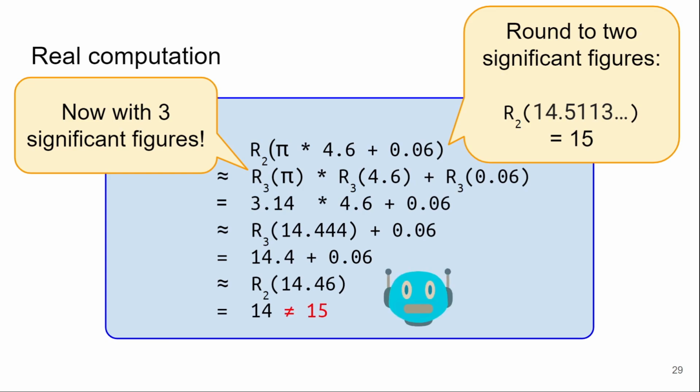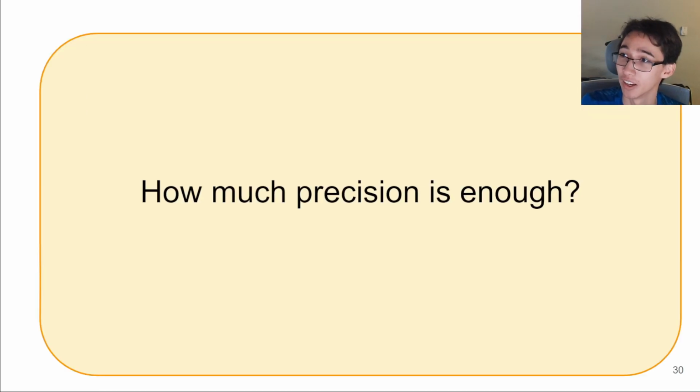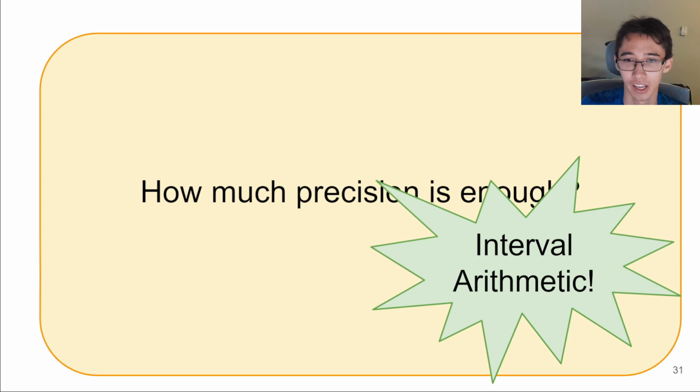And this is very concerning because we bumped the precision and we didn't get the right answer. But even if we did get the right answer, it turns out you do if you use 4 digits of precision, how would we know that we got the right answer? So the real question is, how much precision is enough to give us a good answer? And to answer this question, we're going to use interval arithmetic.